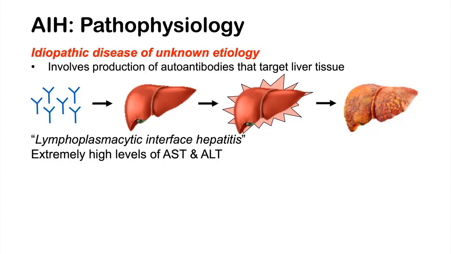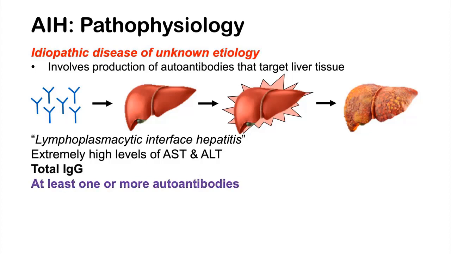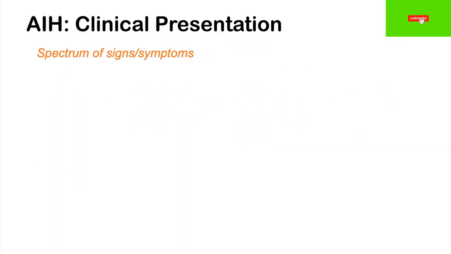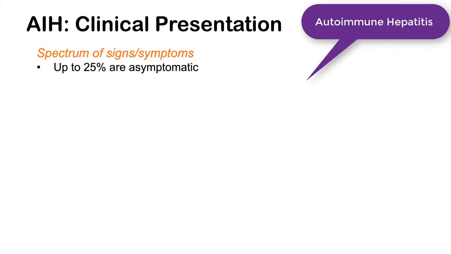The clinical presentation of autoimmune hepatitis, the spectrum of the signs and symptoms: up to 25% are asymptomatic. That means they don't show sign of any form of symptom or sickness until the disease has gotten to the advanced stage. We also have 25 to 30% present with fulminant hepatitis, which means a quick or rapid onset of liver failure. There are non-specific symptoms of autoimmune hepatitis, which include the following.